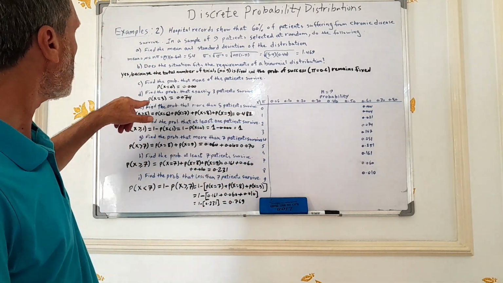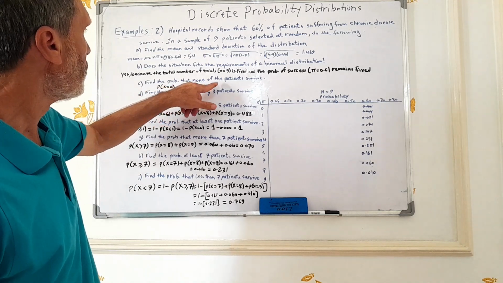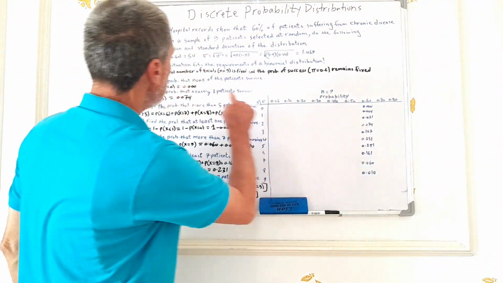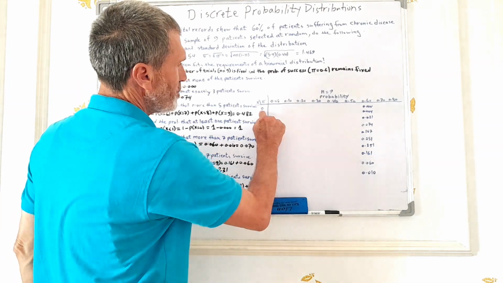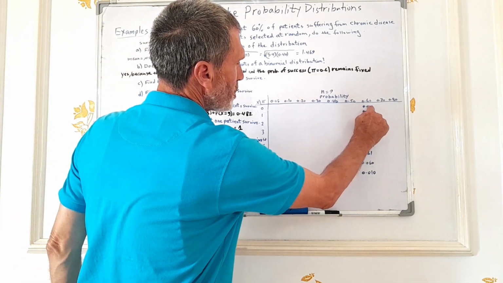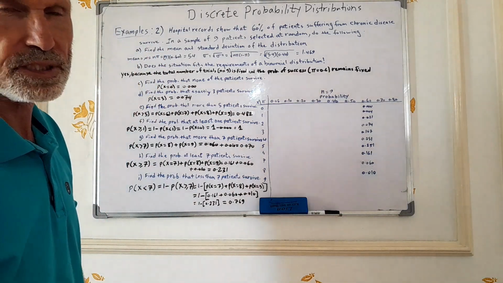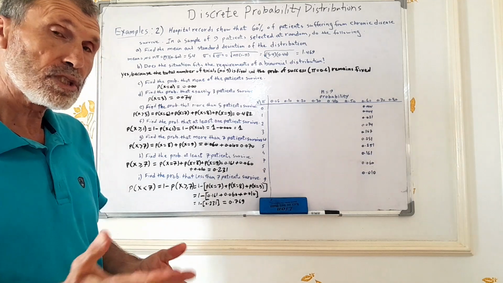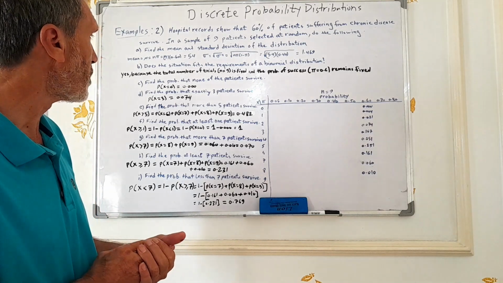Now here it says find the probability that none of the patients survive, probability of x equals 0. For probability of x equals 0, we go from 0 all the way to 0.60, and the value is 0.0. You can also use the binomial formula, and you will come up with the same result.